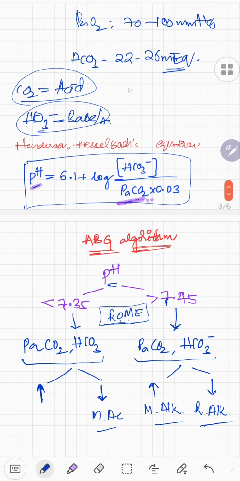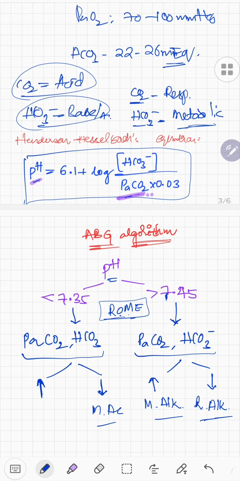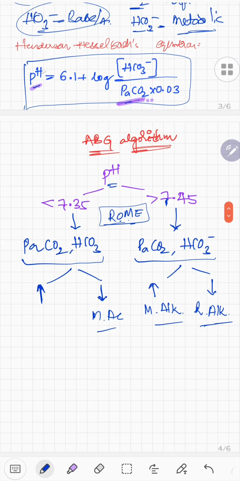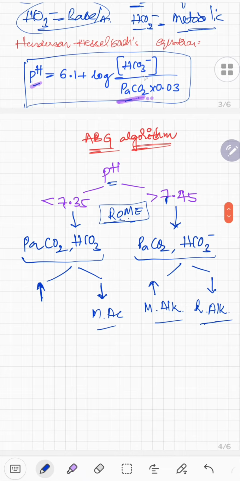One more thing to remember is, if the primarily deranged one is carbon dioxide, it is a respiratory process. If the primarily deranged one is bicarb, it is a metabolic process. Henderson-Hasselbalch equation: pH is equal to 6.1 plus log of bicarbonate concentration divided by PaCO2 into 0.03. It states that pH is directly proportional to bicarbonate concentration and inversely proportional to PaCO2.